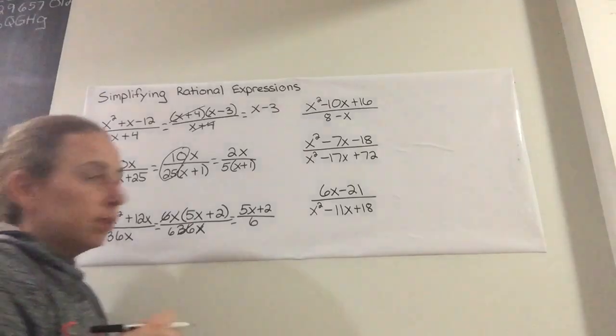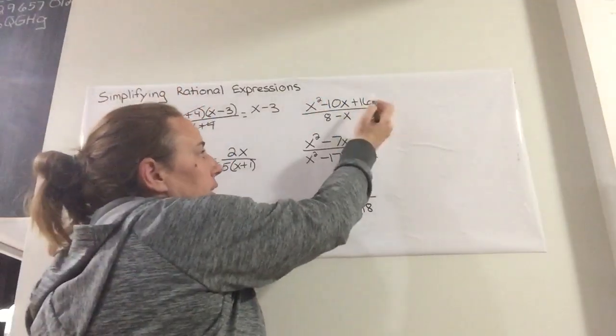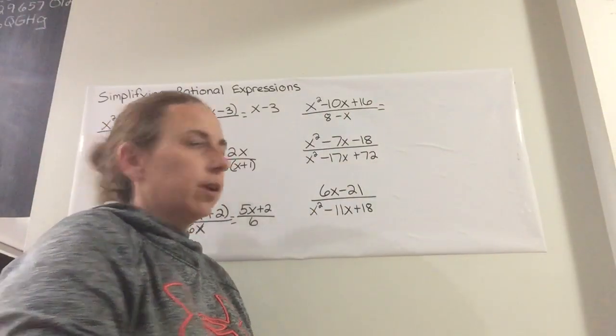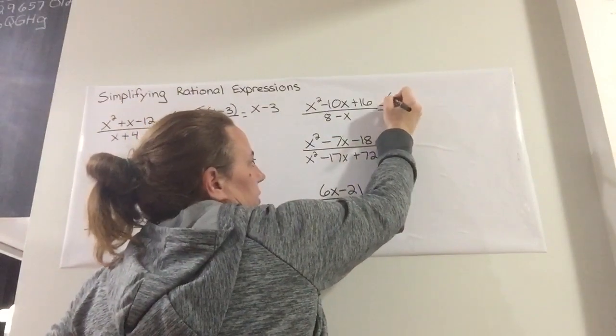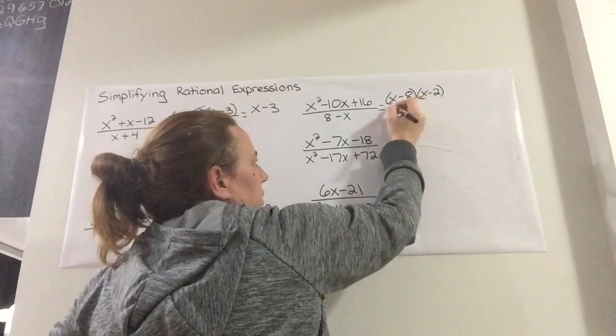Okay? Now let's move over to these right here. So here on the top, I'm going to factor. When I factor this, it's x minus 8 and x minus 2 over.